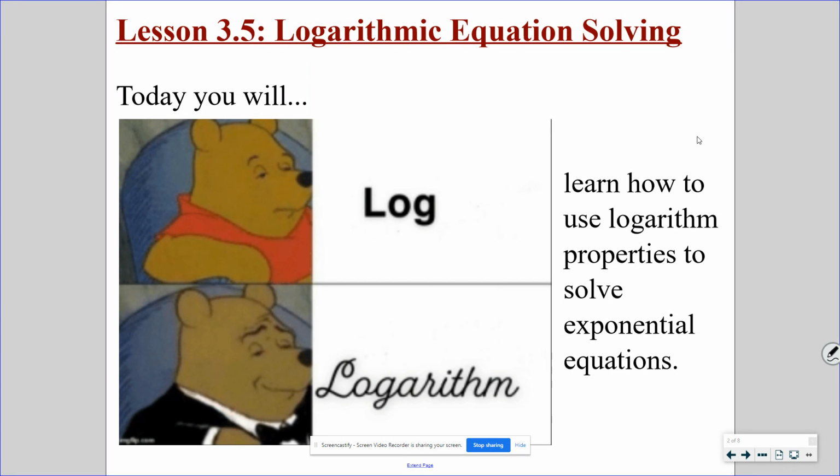Hello, welcome to lesson 3.5. This is actually the last lesson in unit 3, and we're going to be working on solving logarithmic equations today.